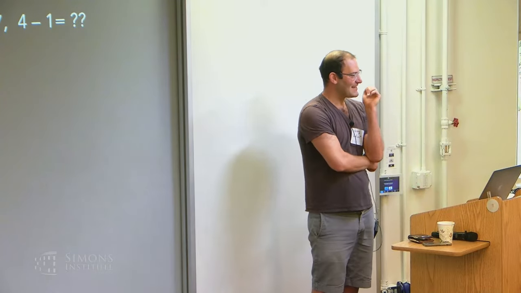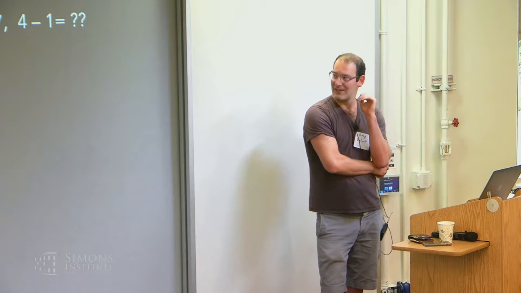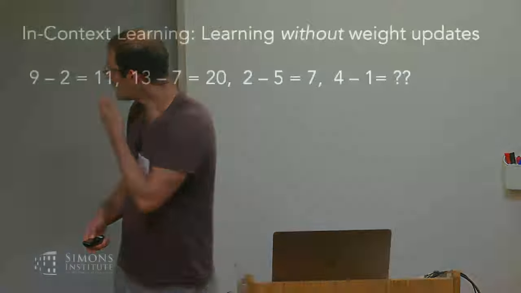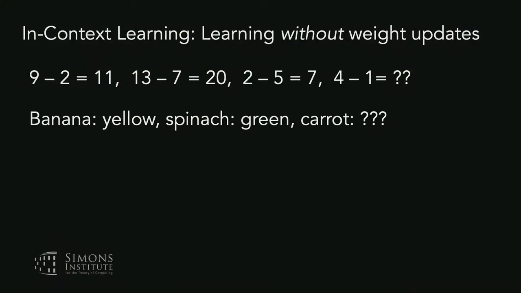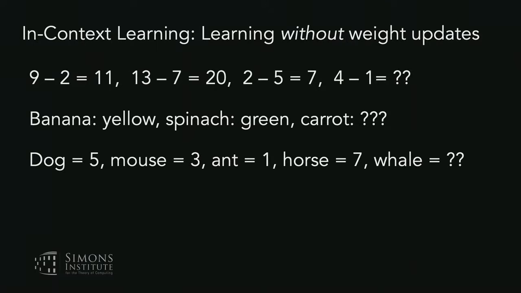So we'll come back to this sort of thing. Very concretely, we'll come back to this question of what it means when your prompt is conditioning on some ludicrous hypothetical. Like, what do you do then? These are the more traditional sorts of in-context learning examples you see. Banana is yellow, spinach is green, carrot is probably orange. But you can also do things like this.